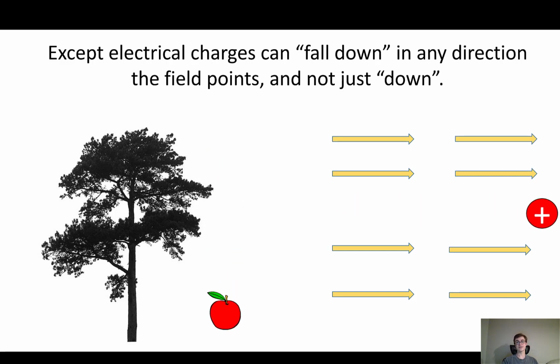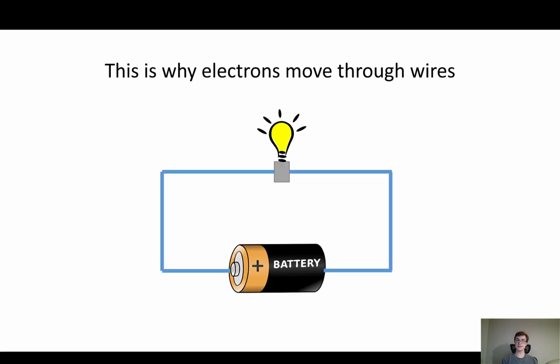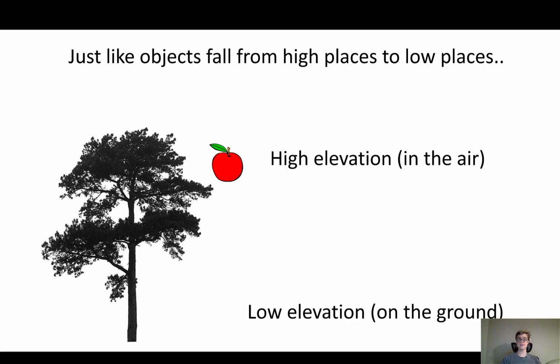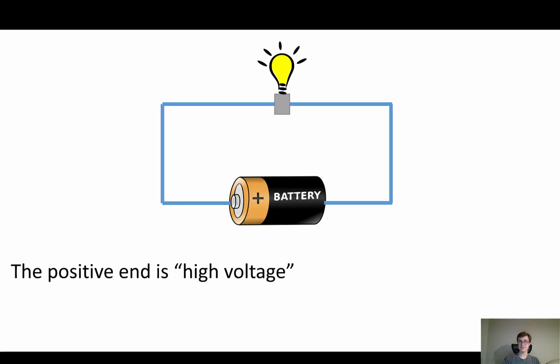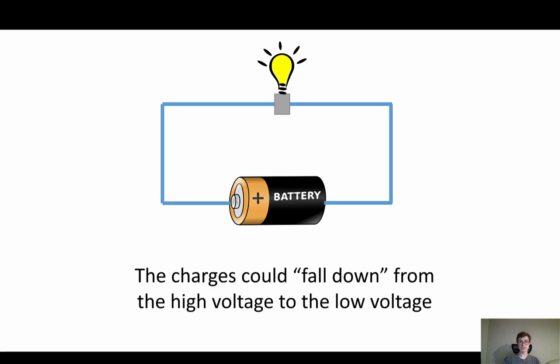Well, it doesn't fall down in the direction the voltage points. It falls down from high voltage down to low voltage. This is why electrons move through wires. Just like objects go from high elevation to low elevation, electrons go from high voltage to low voltage, and the positive end is high voltage, and the negative end is low voltage. And they would fall down the middle of the battery.